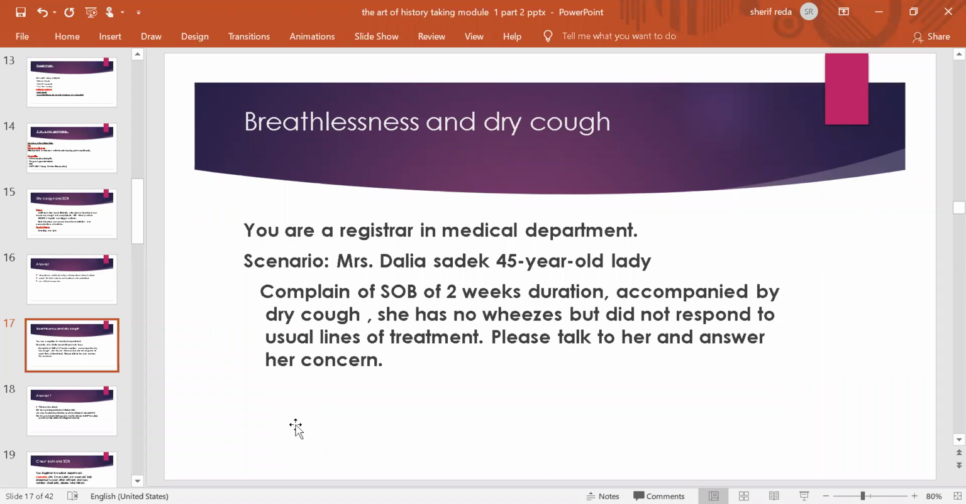Okay, so the second case in the chest system or chest disease, which is very important also, is breathlessness and dry cough. You are a registrar in the medical department. Mrs. Dalia Sadiq, a 45-year-old lady, complained of shortness of breath of 2 weeks duration accompanied by dry cough. She has no wheezes but did not respond to the usual lines of treatment. Please talk to her and answer her concerns.